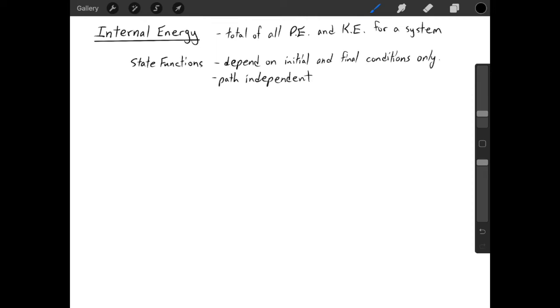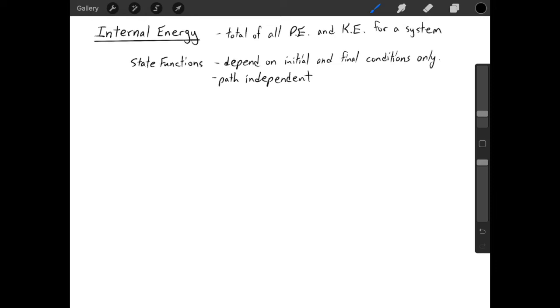The reason that the changes in internal energy are easier to track than the actual value for internal energy is because energy is a state function. And a state function is a quantity that only depends on the initial and final conditions. It is said to be path independent. It doesn't matter how you get there.